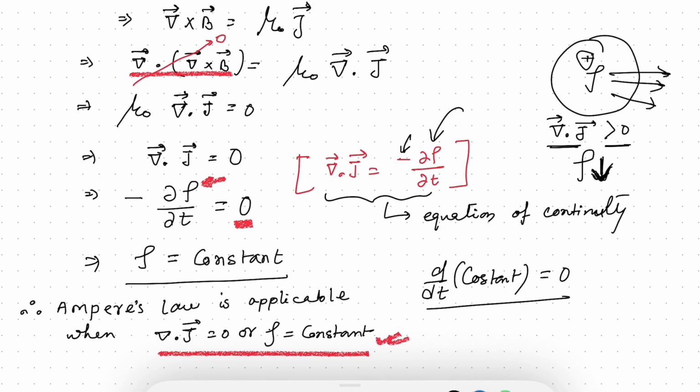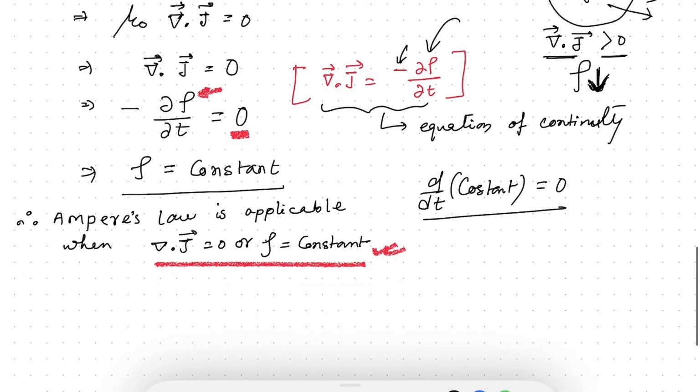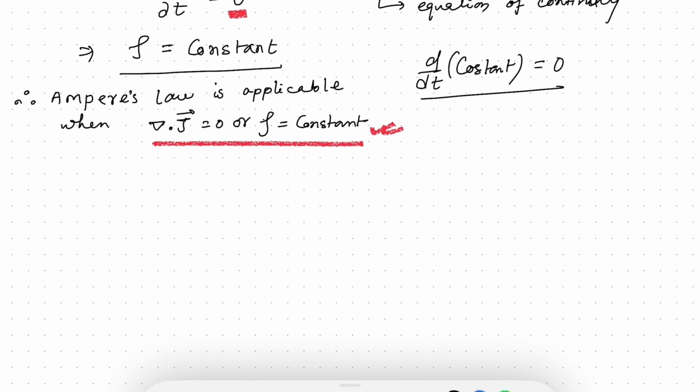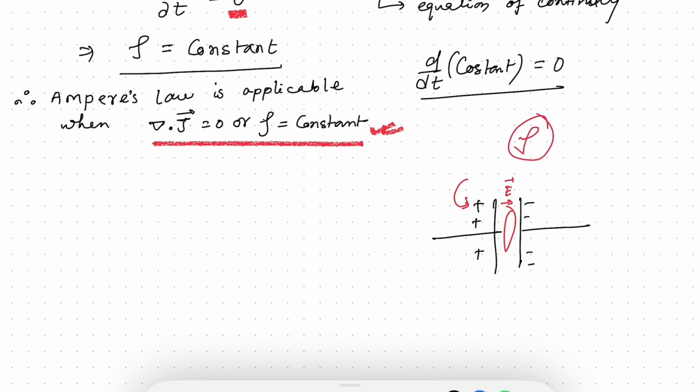Now if you take the example of a capacitor, so this is a capacitor, suppose. Here this is the positively charged plate and this is negatively charged. So here we will get an electrostatic field and also a magnetic field, and this magnetic field exists due to the change in charge on these plates, and it lasts till the change in charge continues. That means change in rho continues, right?